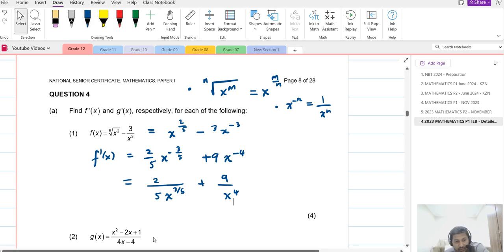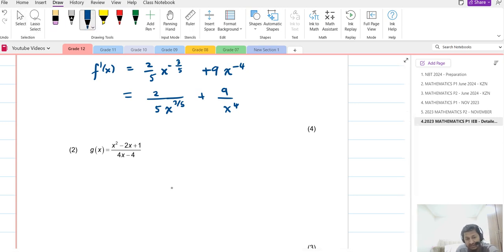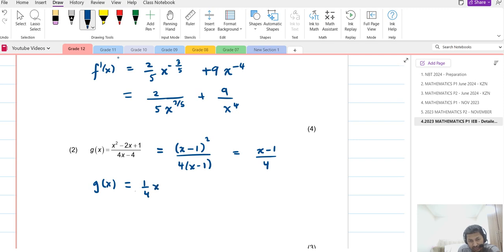Right, now finding the derivative here, we can see that it's a rational function, so we need to factorize. So that's going to give me x minus 1 all squared. If I factorize the bottom, you're going to have x minus 1. x minus 1 cancels out, so you're left with x minus 1 there divided by 4. Now you can split this up, or you can just say g of x is now equal to quarter x, or in other words x over 4 minus quarter.